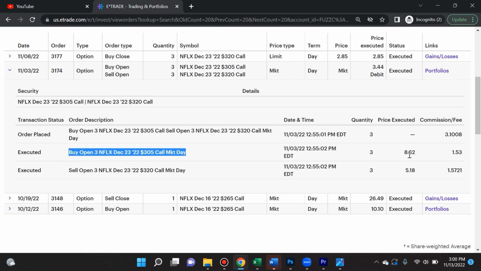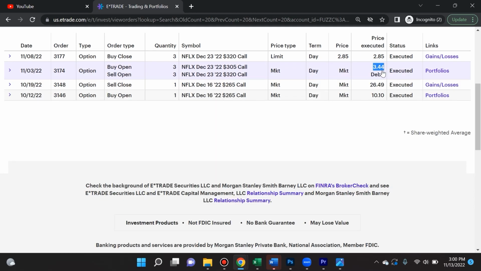And so again, I want to reiterate that if I just did this trade, it would cost a lot of money. It would be $862 per option contract that I'm buying. However, because I did a bull call spread, it only cost me $344. And that's why it says $3.44 debit.